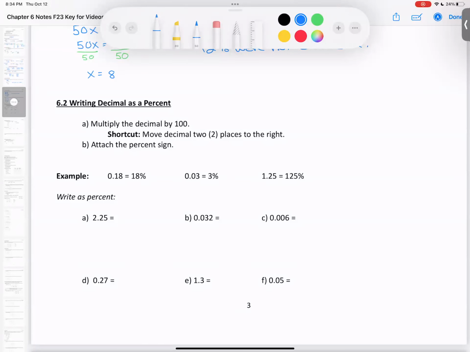So in the last section, we were looking at writing percents as decimals. And so now we're going to do the opposite. We're going to write decimals as percent. So what you want to do to make something into a percent is to multiply the decimal by 100.